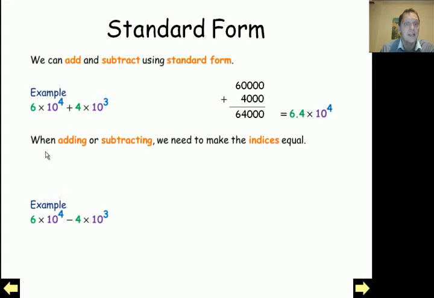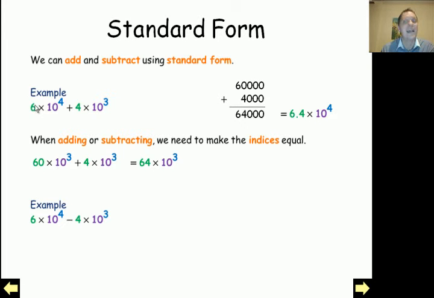Now we can add or subtract questions like this by making the indices equal. By that I mean, if I was to reduce my 6 times 10 to the power of 4, reduce that power down to 3, which means I'll be moving my 6 one place value to the left, which would make it 60, I could add these straight across. So what I'm going to end up with is 60 plus 4, which is 64 times 10 to the power 3.